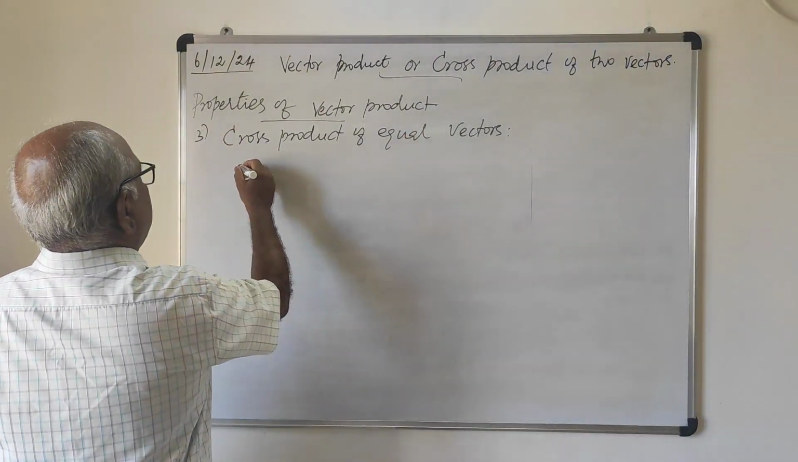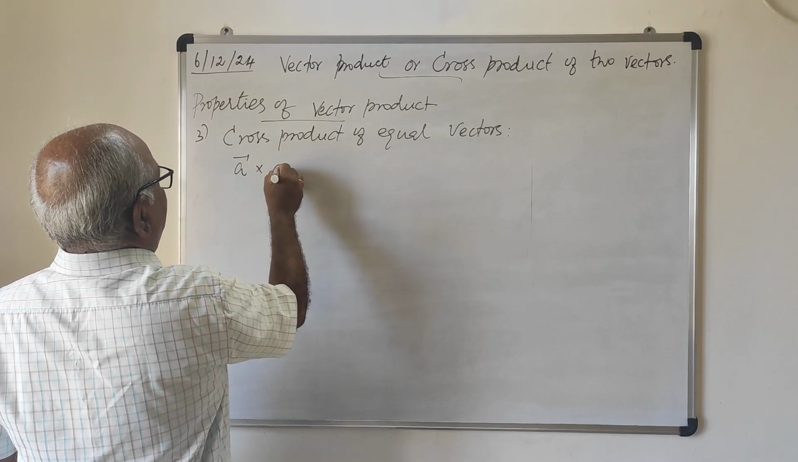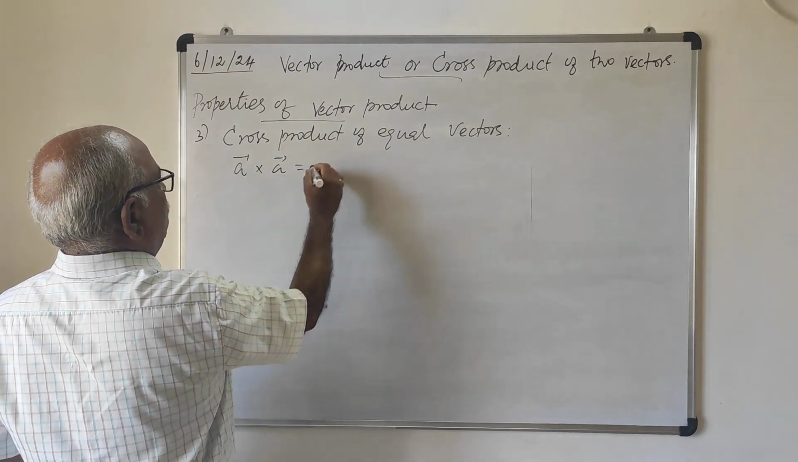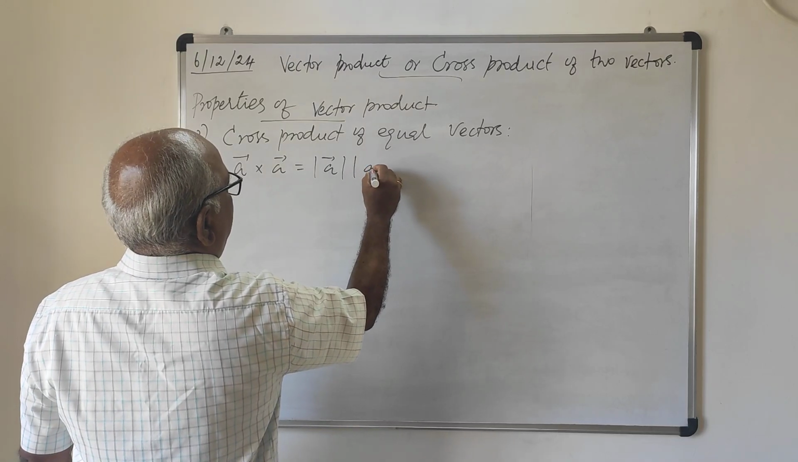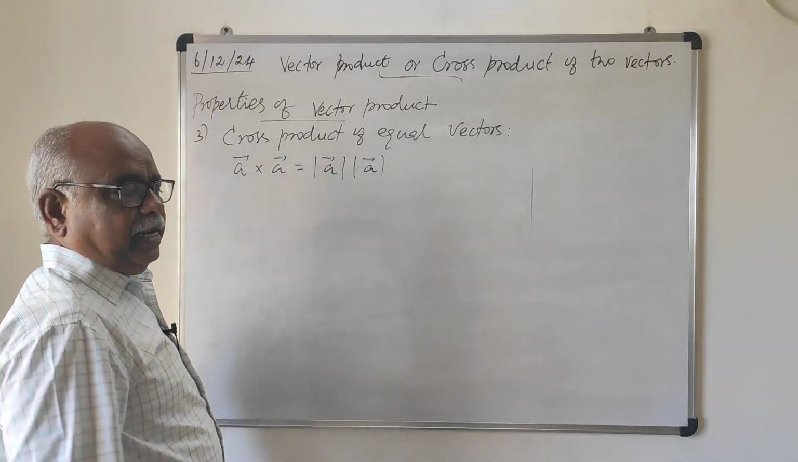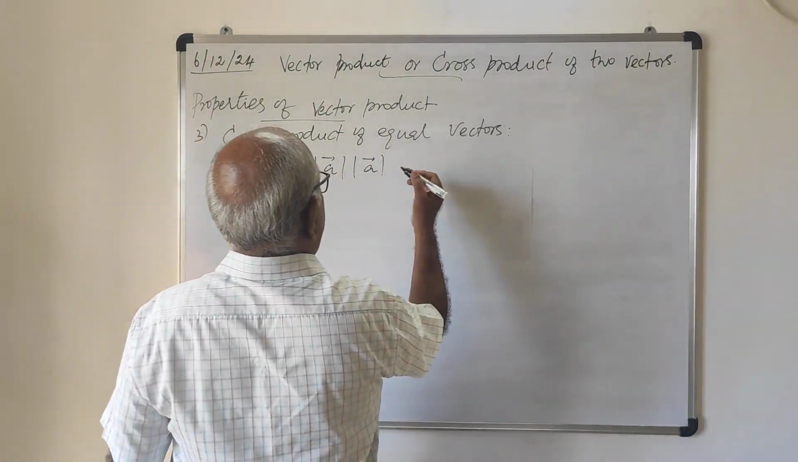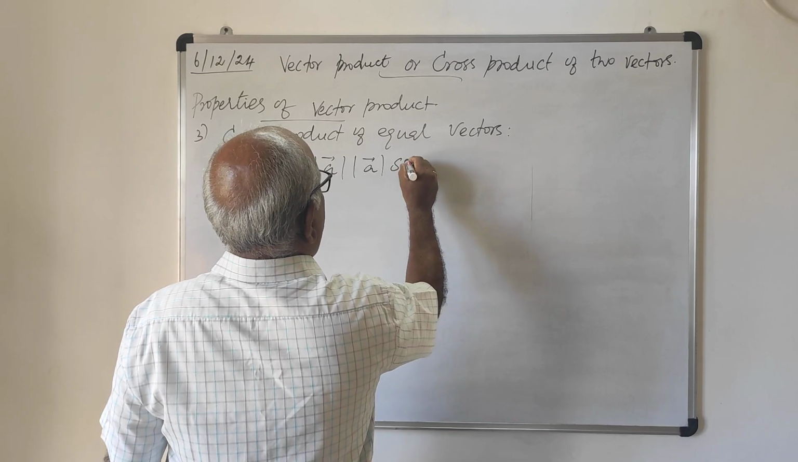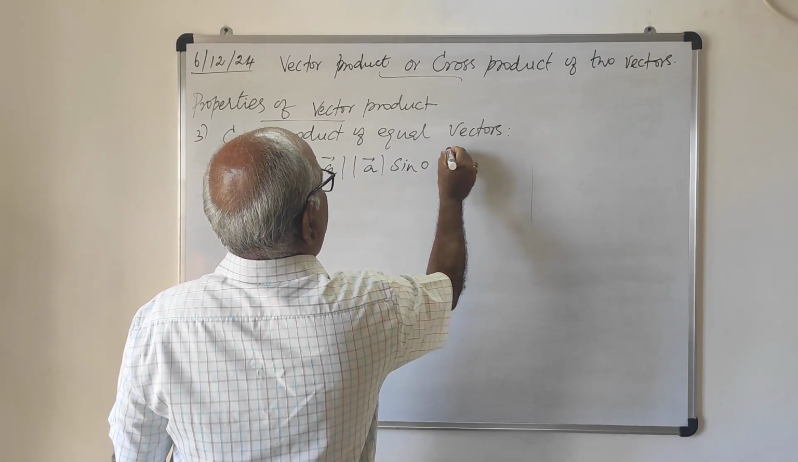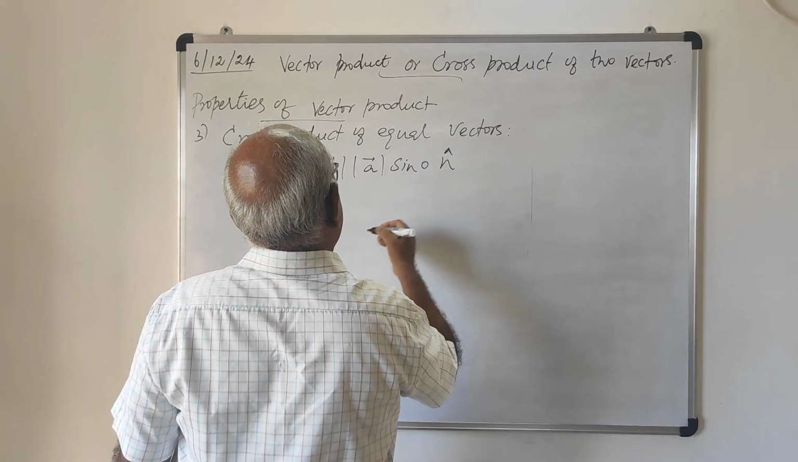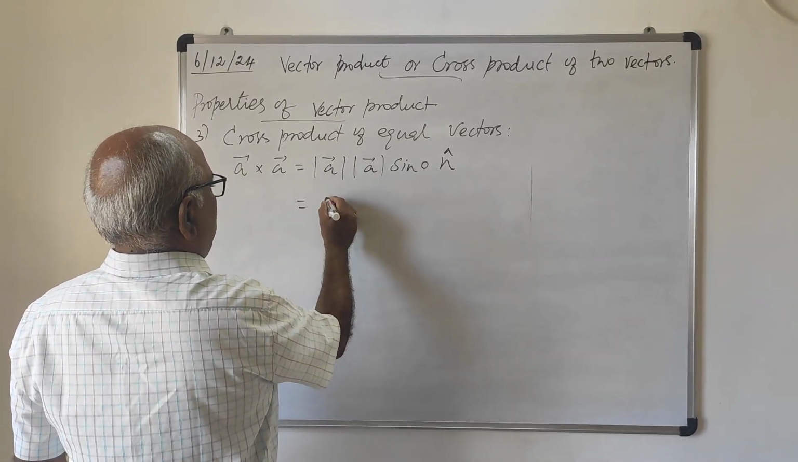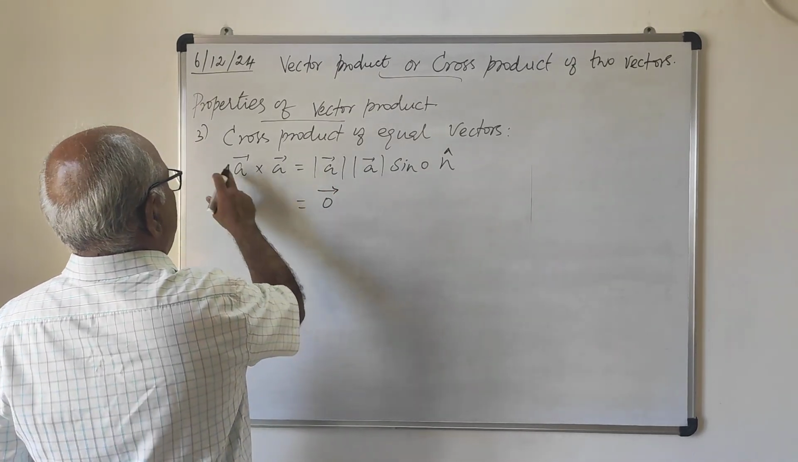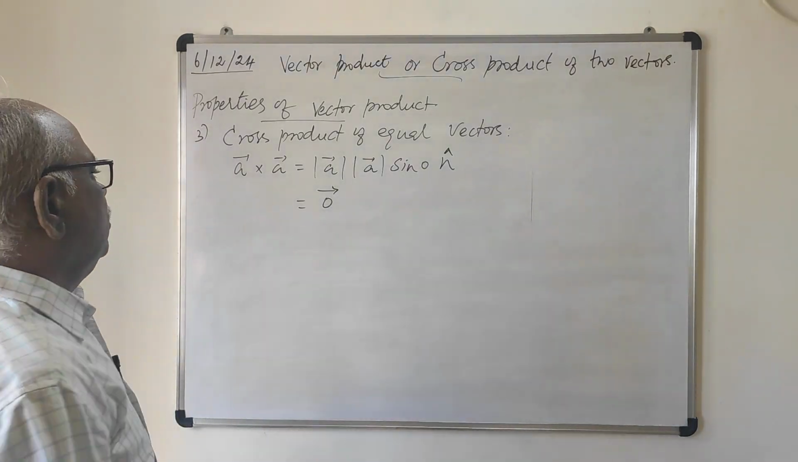Okay? Next, another property, third property: cross product of equal vectors. That is A vector cross A vector. Two vectors are equal. By definition, A cross A is mod of A into modulus of vector A into sin 0, since it is the same vector, no theta, n cap unit vector perpendicular to both A and A. Sin 0 is 0, therefore this is 0 vector. So cross product of equal vectors, A cross A, is 0.